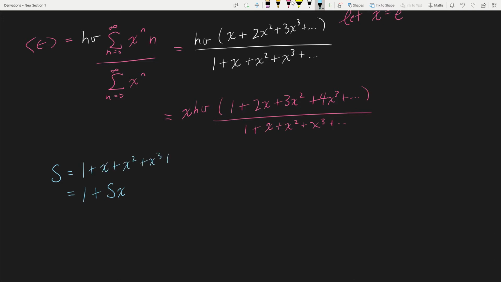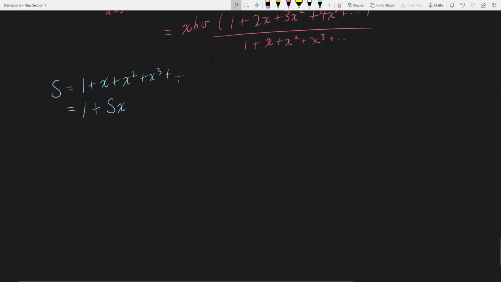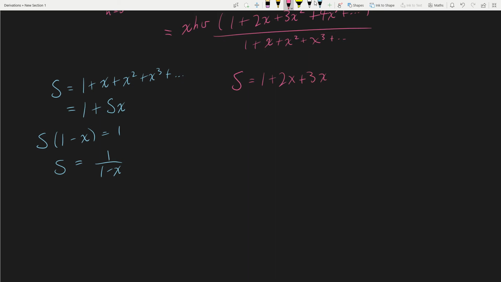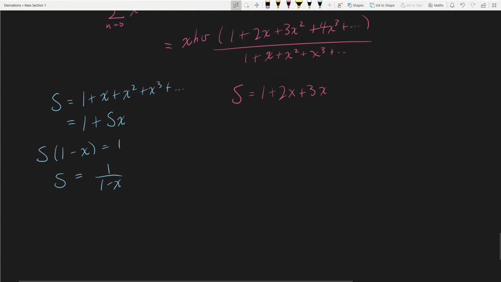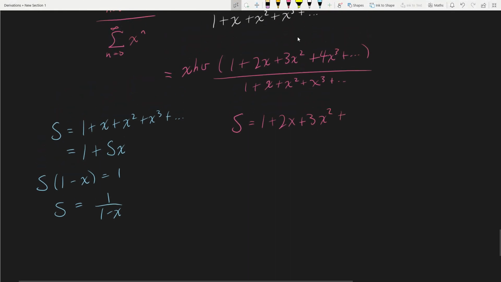Okay, so now you can see that this summation is equal to 1 plus s times x. All right, so bring the s to the other side, and we will get s times (1 minus x) equals 1, so s equals 1 over 1 minus x. So many of you are probably familiar with that one. The other one is a bit trickier. The other one, we're going to say s equals 1 plus 2x plus 3x squared plus 4x cubed, and so on.